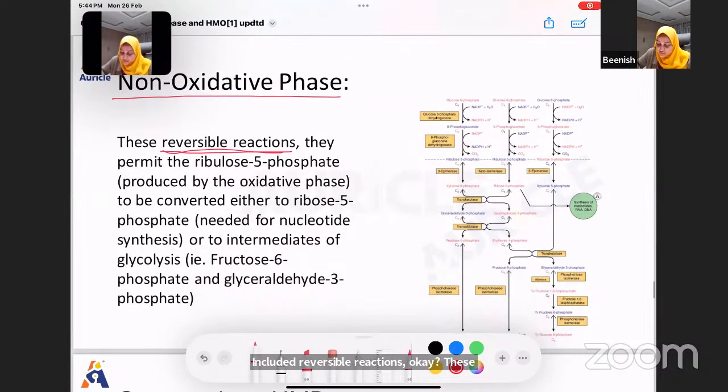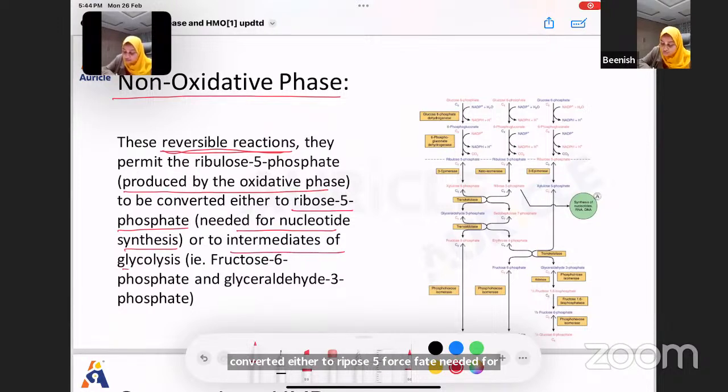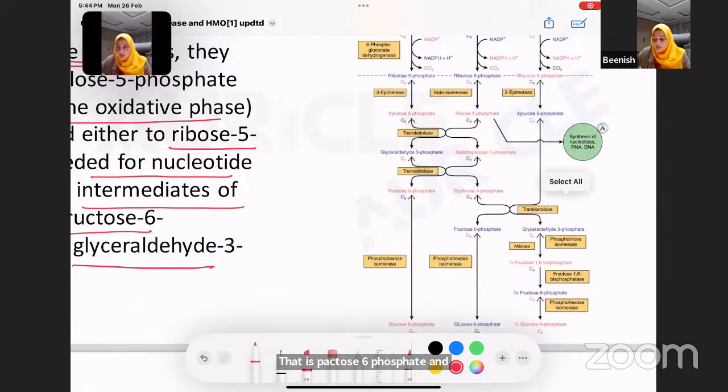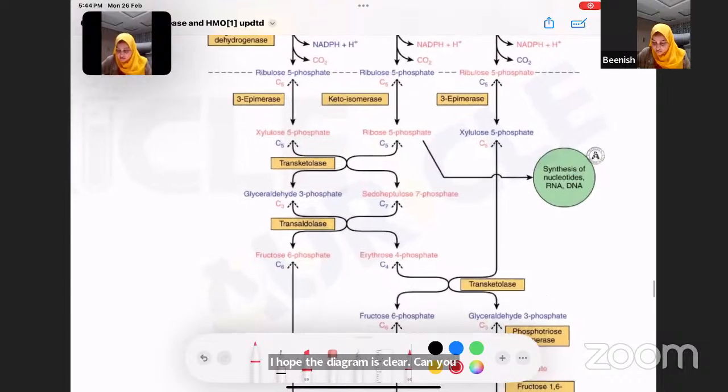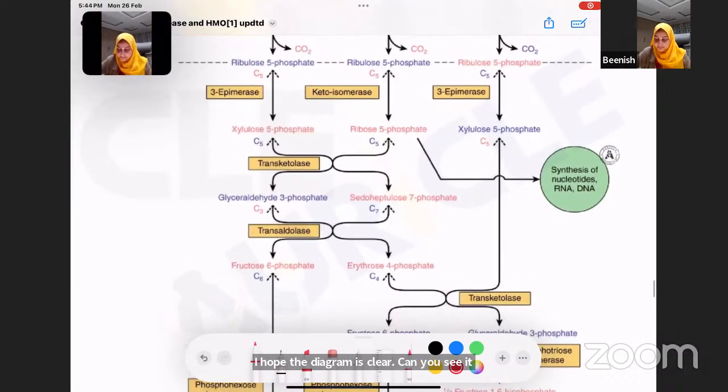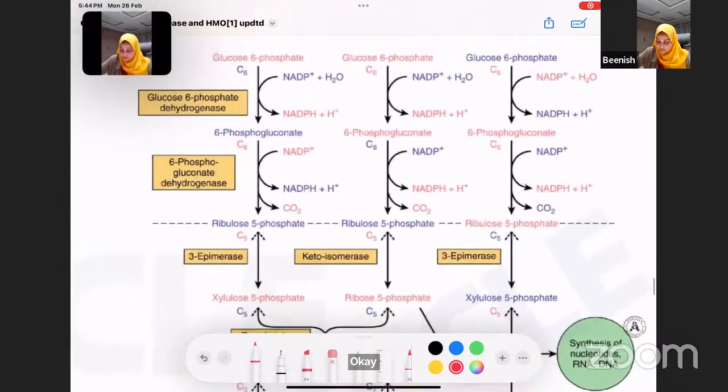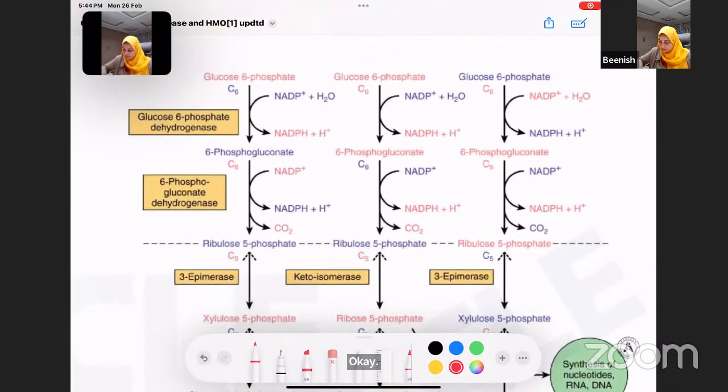These reversible reactions permit the ribulose 5-phosphate, which was produced by the oxidative phase, to be converted either to ribose 5-phosphate needed for nucleotide synthesis or to intermediates of glycolysis, that is fructose 6-phosphate and glyceraldehyde 3-phosphate. Let's see how. I hope the diagram is clear. Can you see it? Is that fine now?